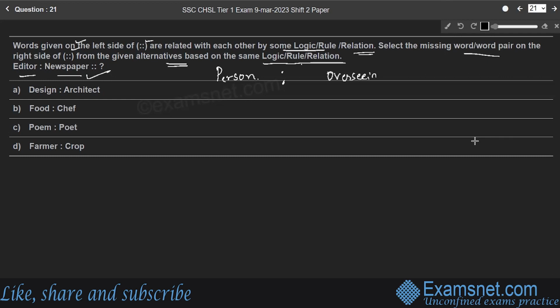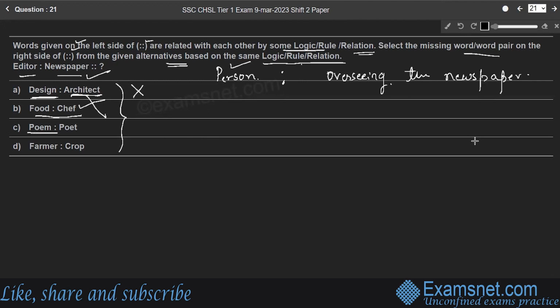So, the person is responsible for overseeing the product generally. Similarly, among the four options, option A, the first word is design. Design is not the person. Here architect is the person, which is the second word. Therefore, option A does not follow the same logic. Here the first word should be the person. Whereas second option, food, chef. Food is not the person. Instead, chef is the person who is the second word. Therefore, option B is not the answer.